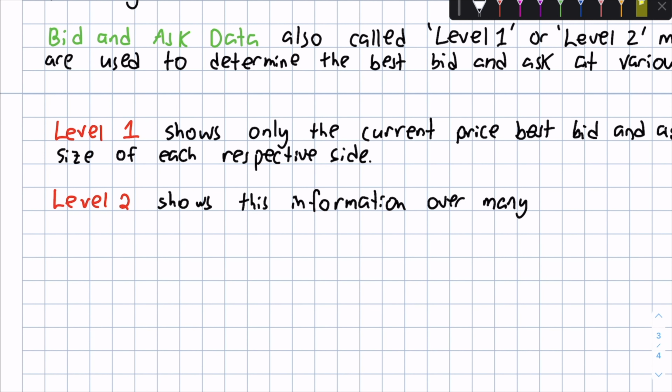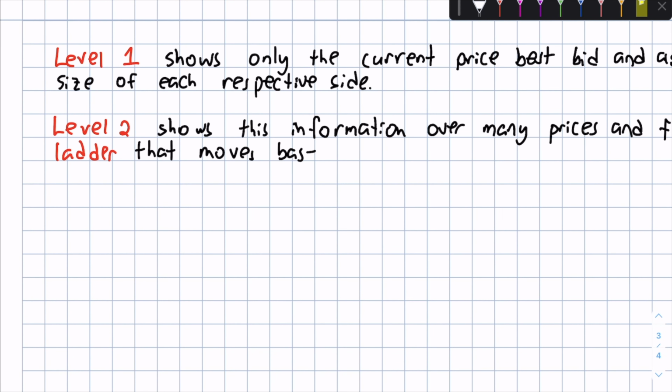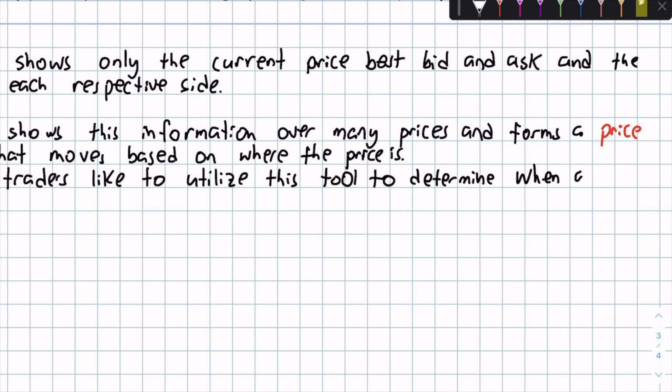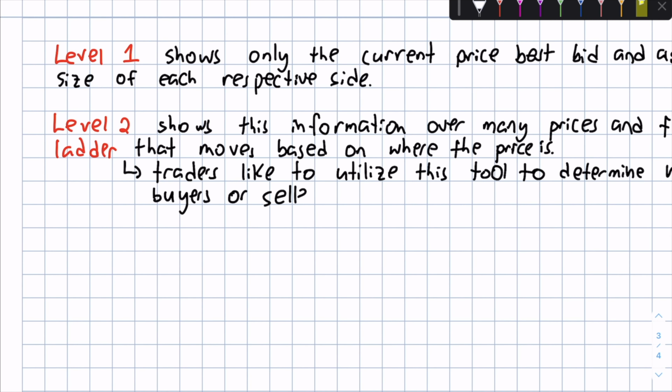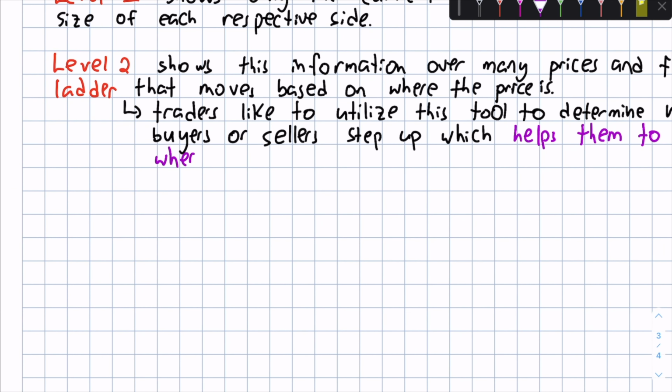Level 2, on the other hand, shows deeper information over many prices, and this forms a price ladder that moves based on where the price is currently. Traders like to utilize this tool to determine when and where buyers or sellers step up based on the ask and bid size, and this helps them to determine where to buy and sell their shares.